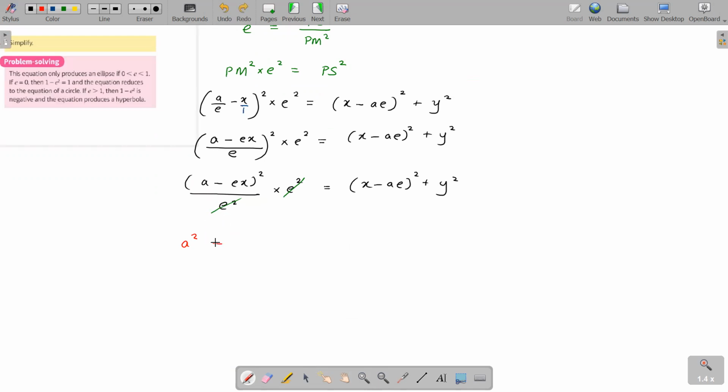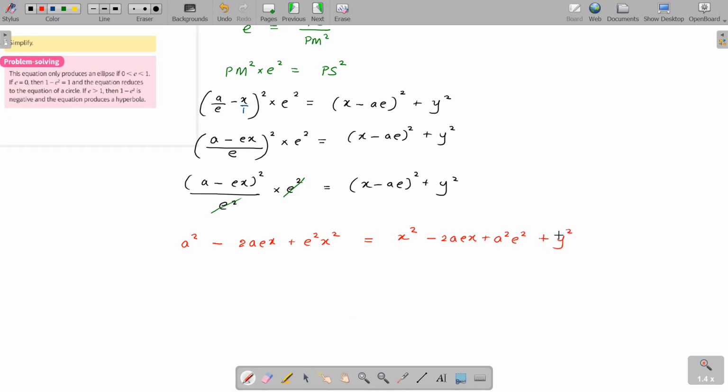I'm going to open the square bracket immediately. Okay, you know how it opens, right? Squaring the two terms and then doubling the product of the two values. So this is minus 2 times AEX. Agreed? And the last one is plus E square X square. Equals, on the other side, I get X square again minus 2AEX plus A square E square, and then you get plus Y square.